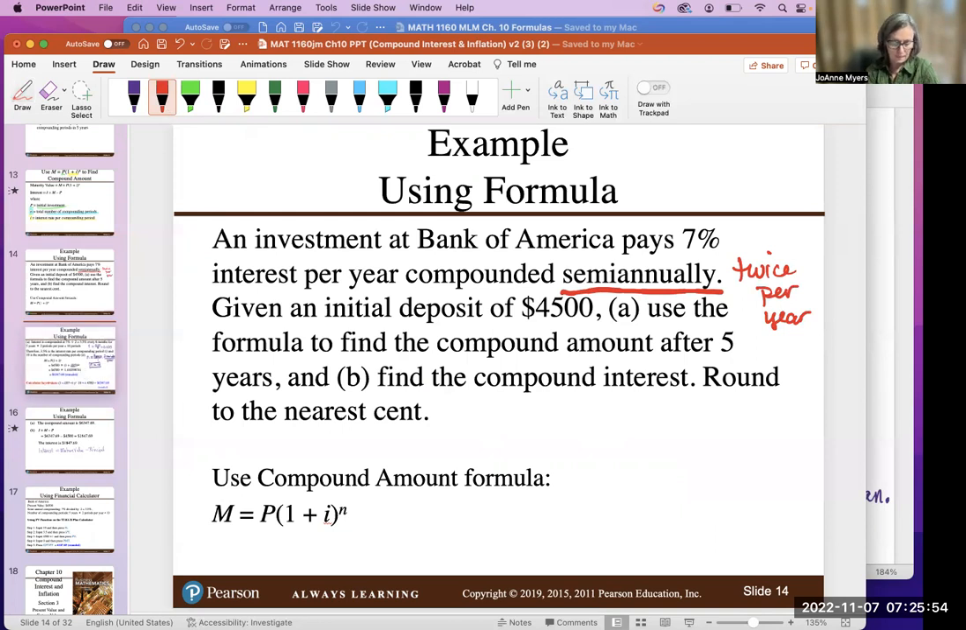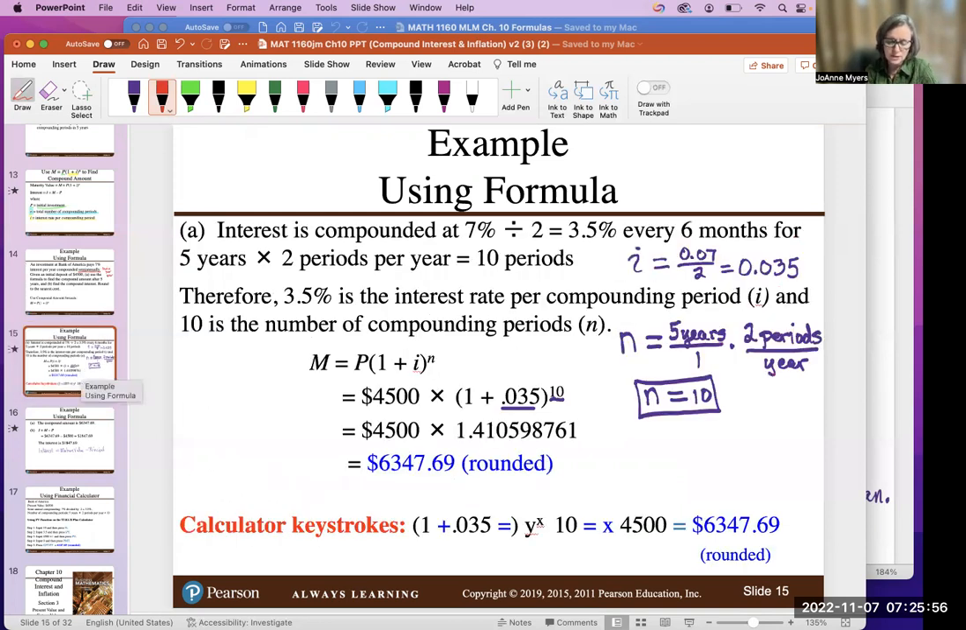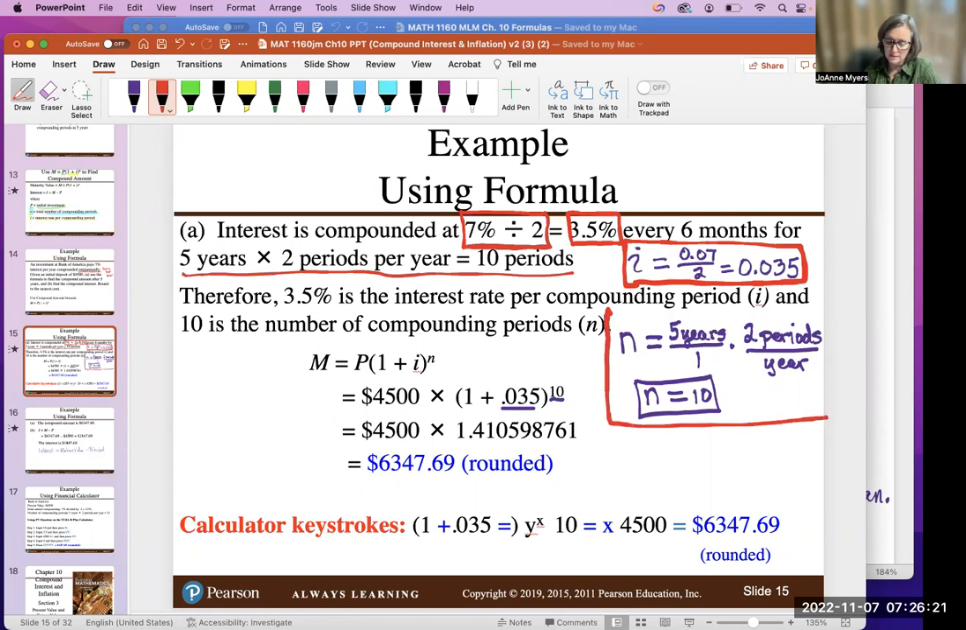So, A, your interest is compounded at 7% and added to your account twice per year. So this is your I. How many compounding periods do you have? 5 years times 2 periods per year is 10 periods. So your N is 10. Plug them into your equation, plug them into your calculator.